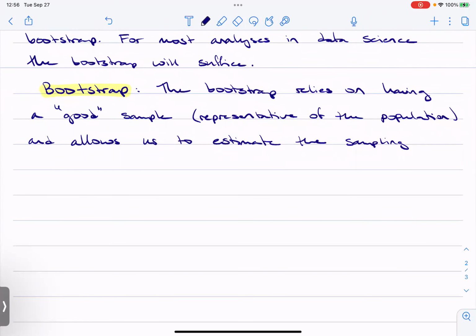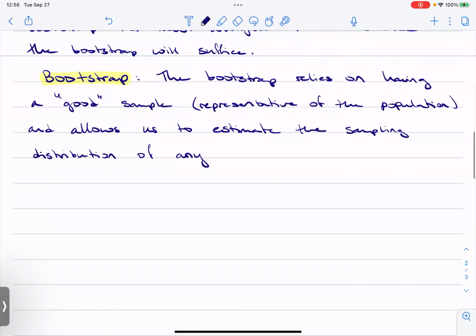The sampling distribution of any statistic, or of any sample statistic. It's redundant, but.